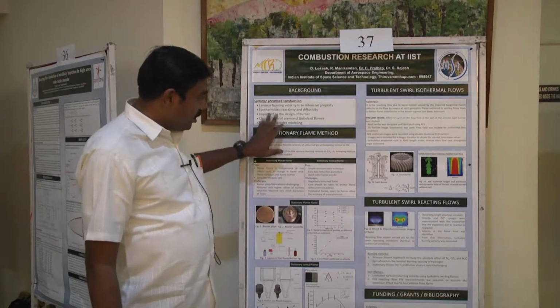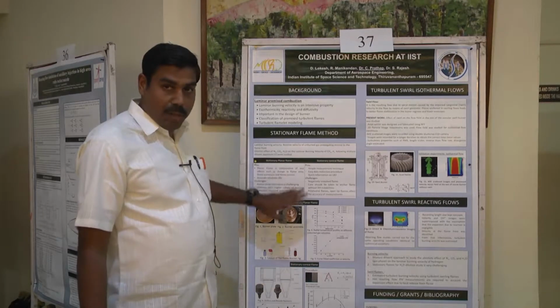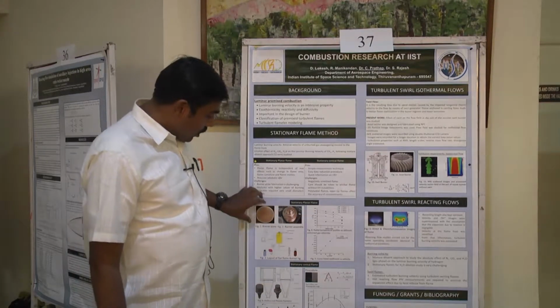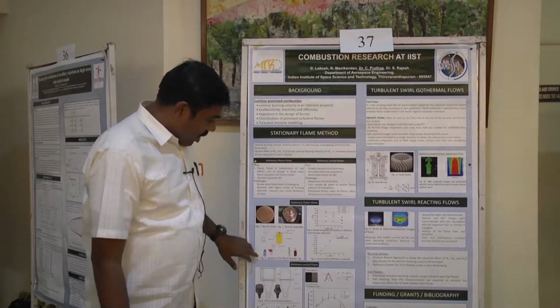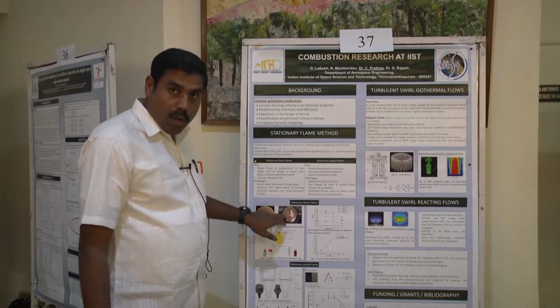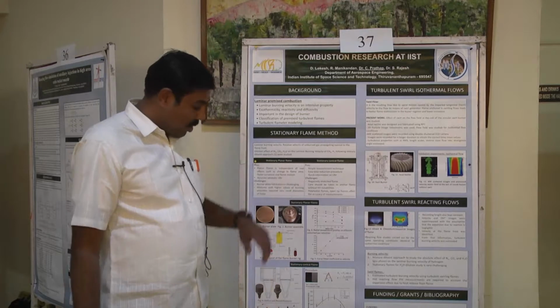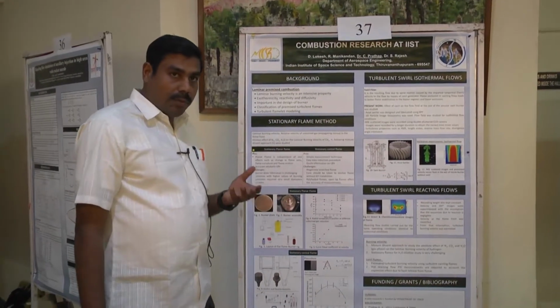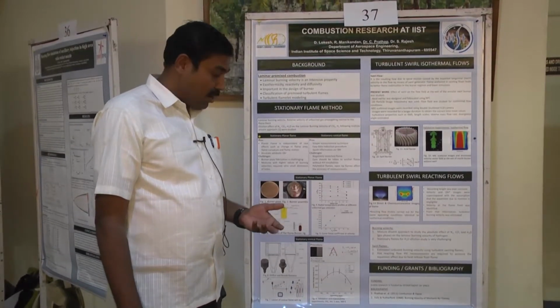One part is that we are working on laminar burning velocity measurements using stationary flame methods. Basically, this is a flat flame burner, which is used for producing a one-dimensional flame. We have taken the idea from Eindhoven University. This makes a perfectly circular planar disc, so that if you measure the unburned gas velocity, it is equivalent to the laminar burning velocity.